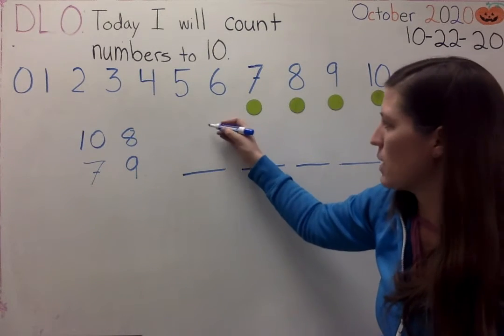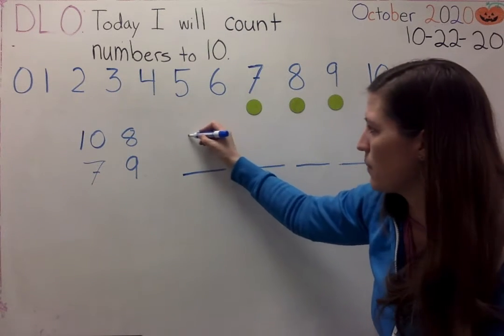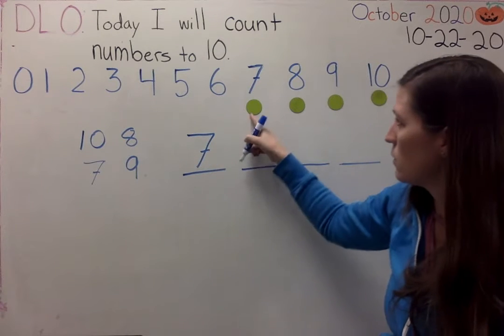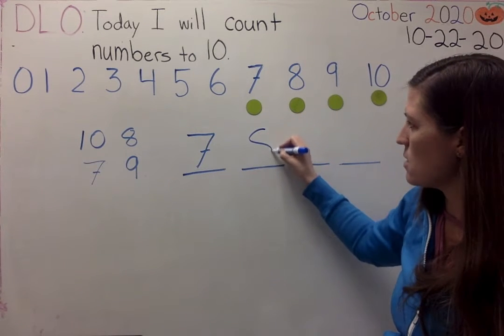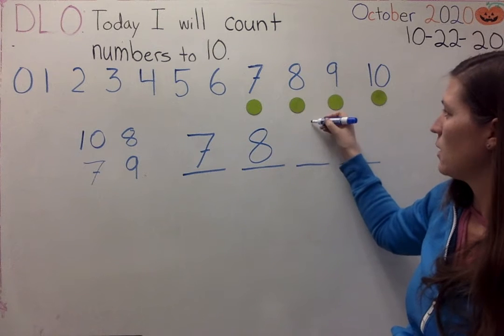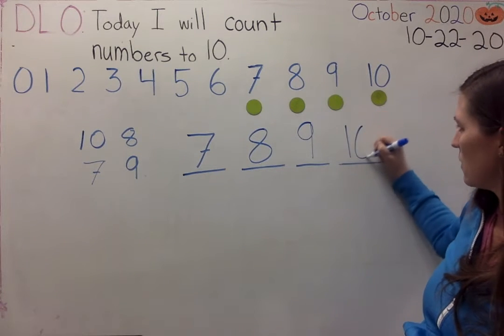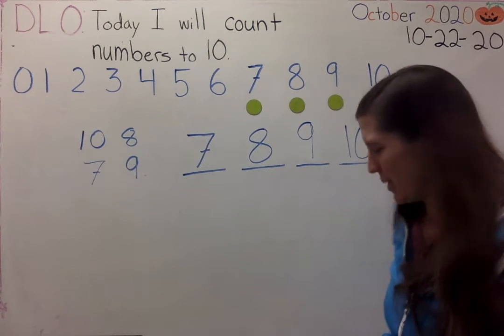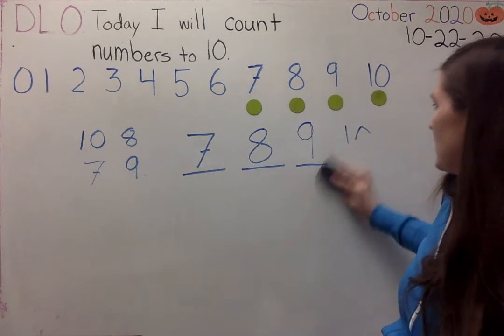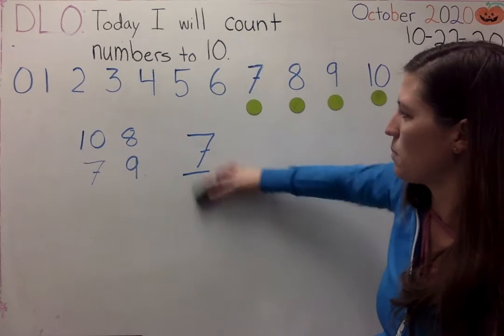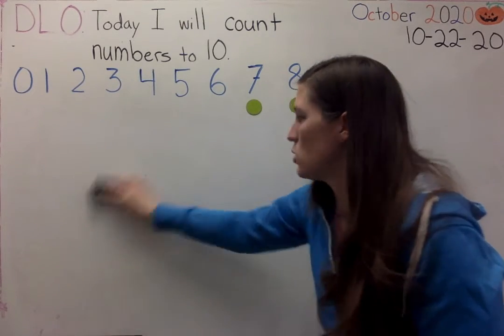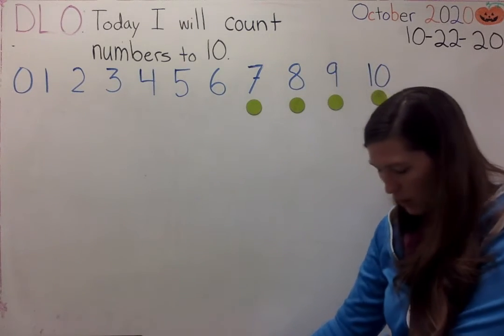7. So say the numbers with me as I write them. 7. What comes next? 8. What comes next? 9. What comes next? 10. We just unscrambled it. Easy? I think so. I bet you guys are math experts at home, and this is so easy for you. Let's go on to the next one.